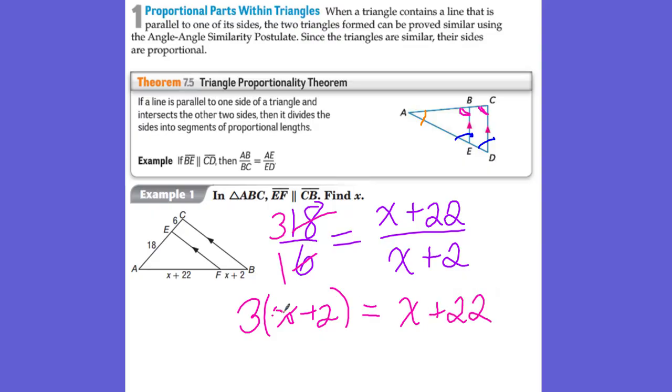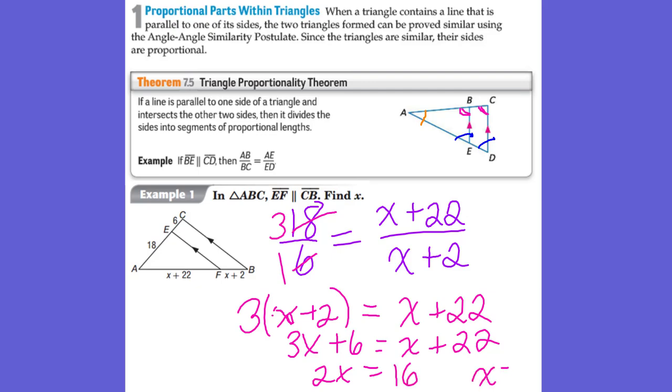Then I'm going to distribute the 3: 3x plus 6 equals x plus 22. I'm going to subtract the x to get 2x, subtract the 6 to get 16, then divide by 2, and x is 8.